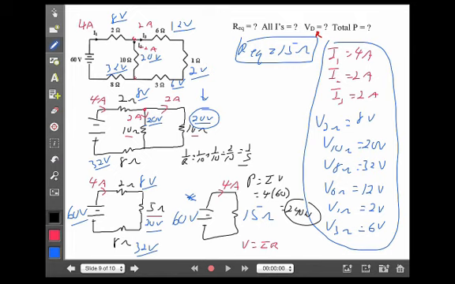Once you're at the simple circuit and you've got REQ, find your current. Bring that current back, run around and find voltage drops. Bring everything back and find currents. Bring everything back and find voltage drops. Alternate. And if you follow this through, you should be able to solve just about any complex circuit there is.